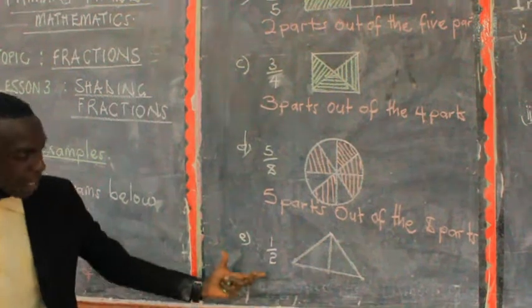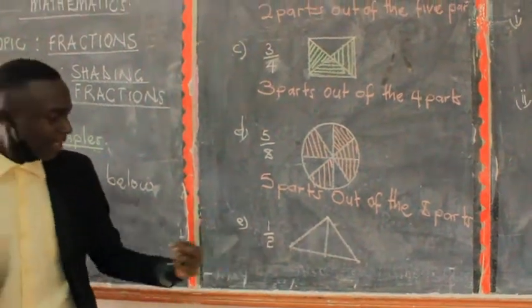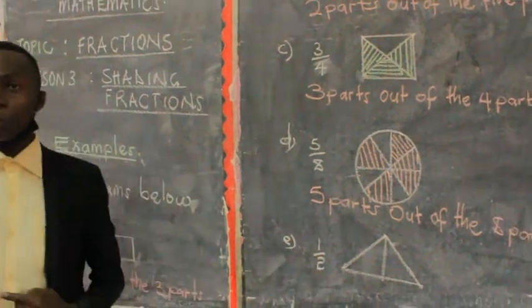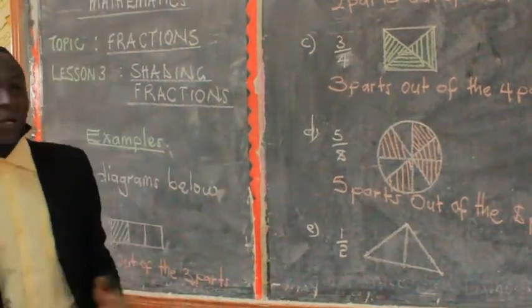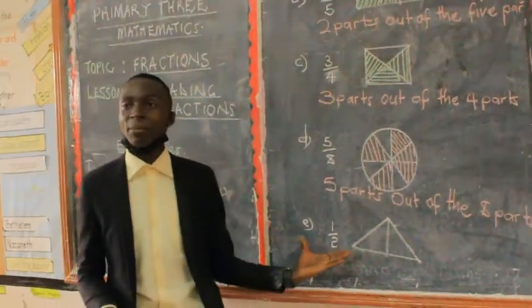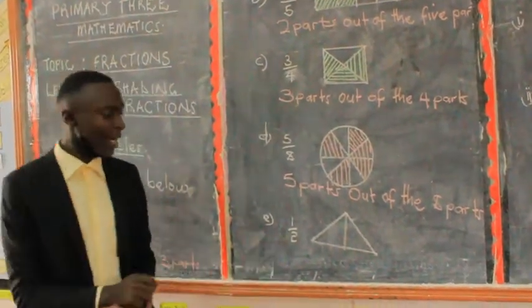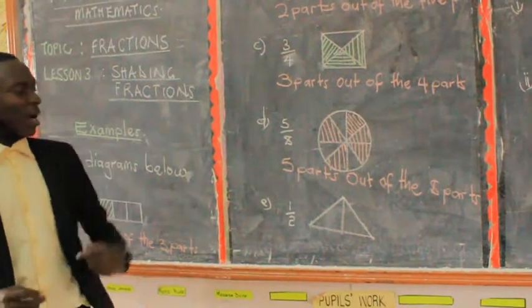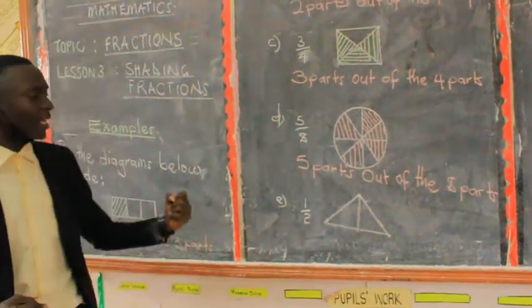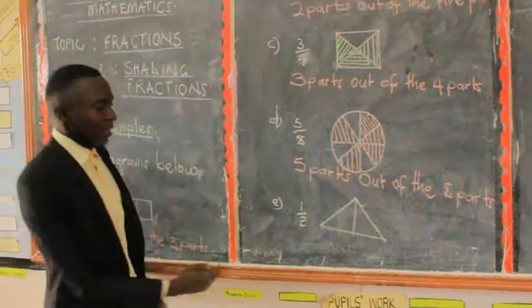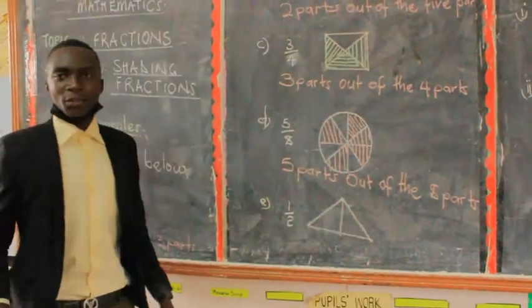Thank you for observing. Part E is saying that we are going to shade 1 out of 2. Remember, last time we said that this one can be read as a half. So, how are we going to shade a half out of these 2 parts? They are 1, 2. They are 2 parts.